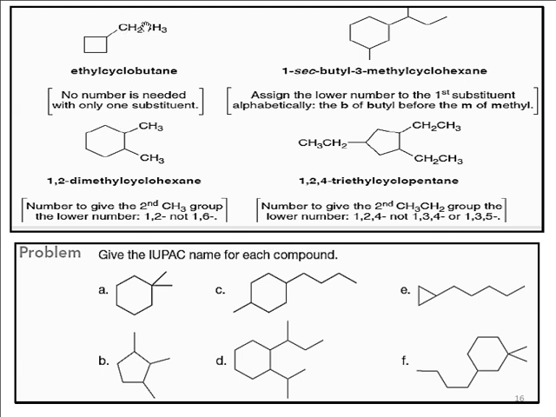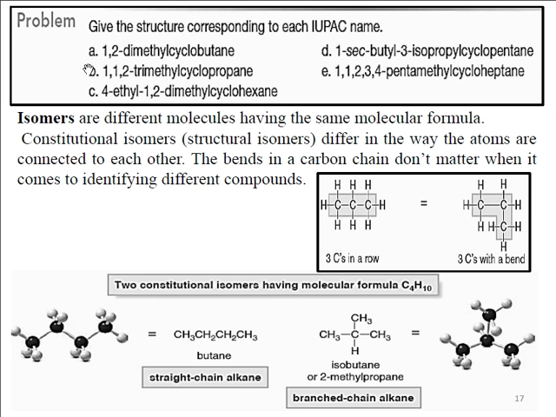Look at these examples: ethyl cyclobutane. 1-secondary butyl, this is the secondary butyl, 3-methyl cyclohexane. 1,2-dimethyl cyclohexane. 1,2,4-triethyl cyclopentane. And this is homework for you. Also the reverse: I give you the name and I want from you the structure.